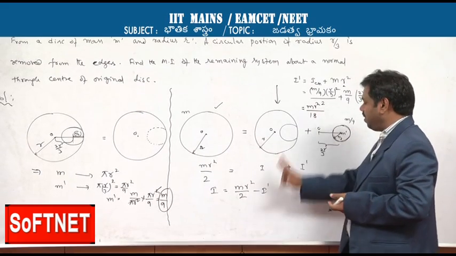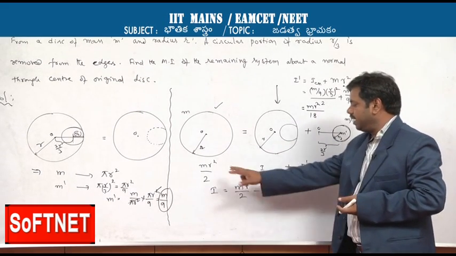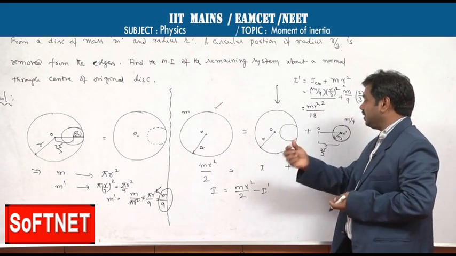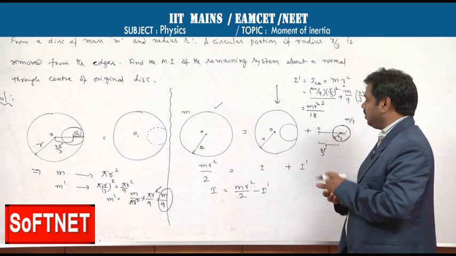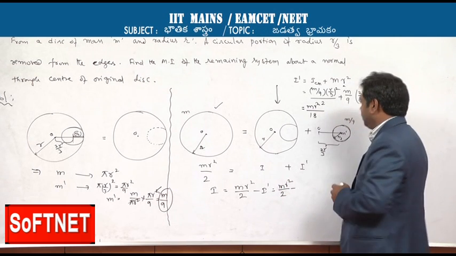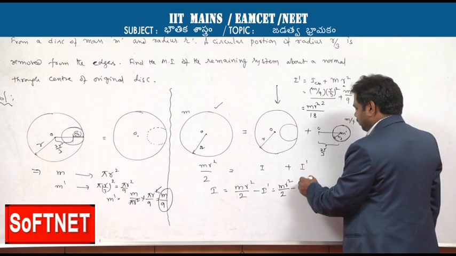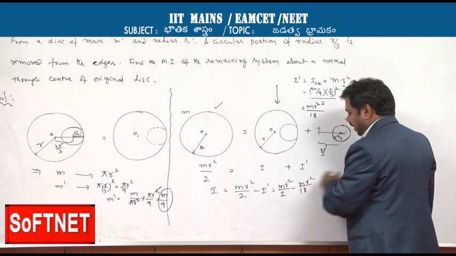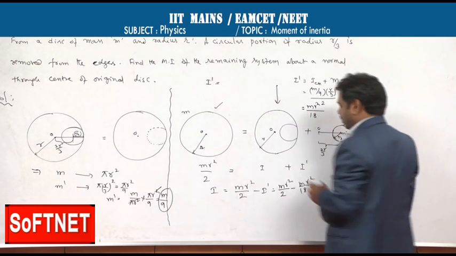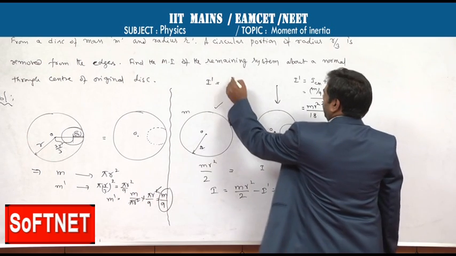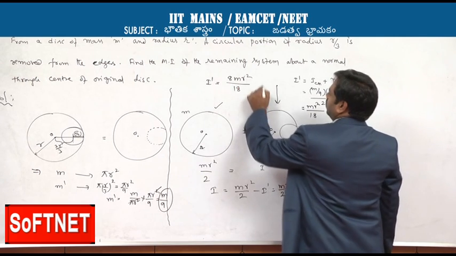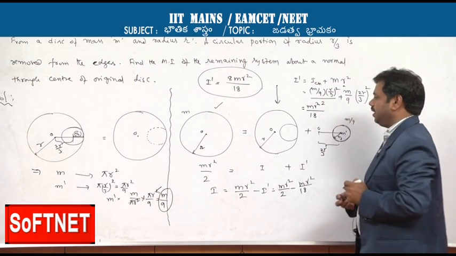Then substituting this value in this equation, easily we will get the moment of inertia of the remaining part about the axis which is passing through the center and also normal to the disc. So you will get mr square by 2 minus I dash is equal to, we got here mr square by 18, and finally you will get I dash is equal to 8 mr square by 18. This is the moment of inertia of the remaining part.